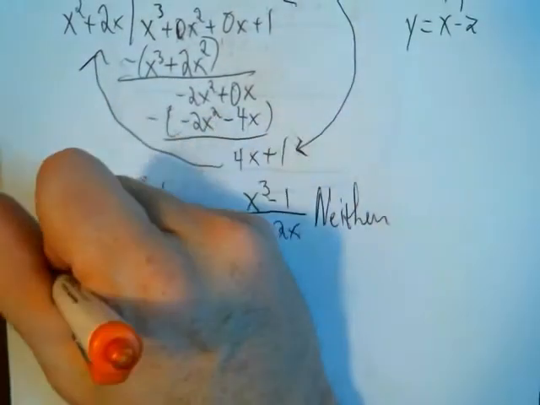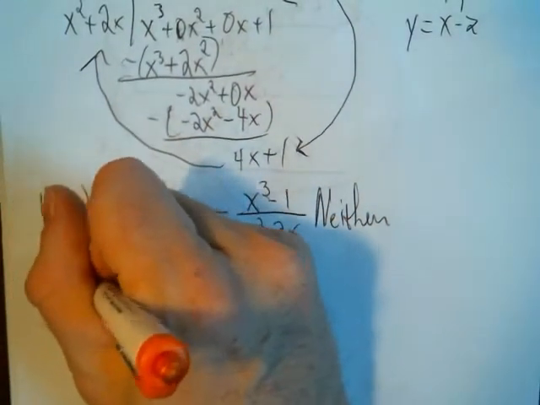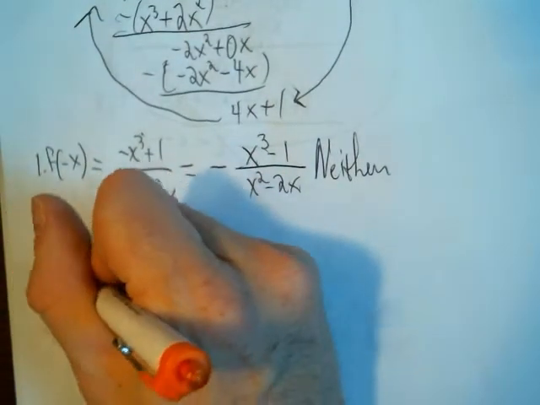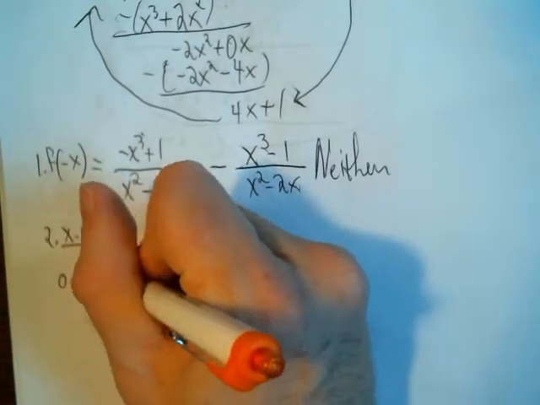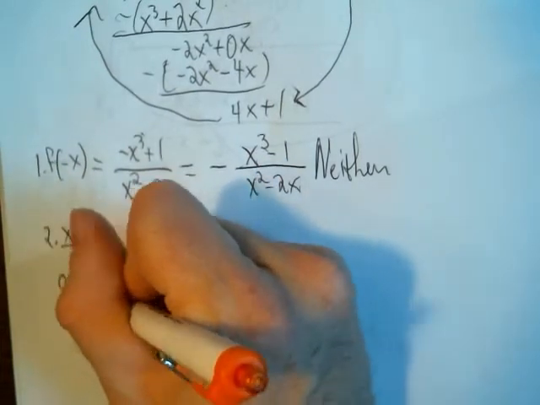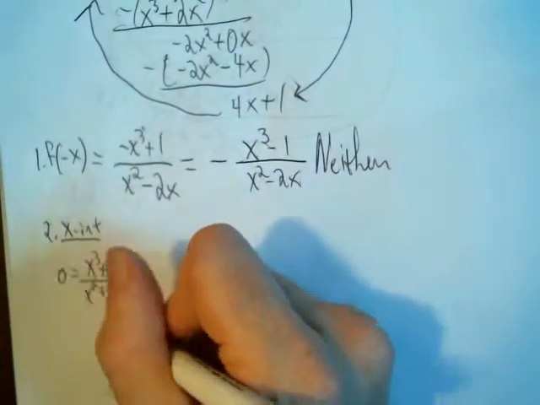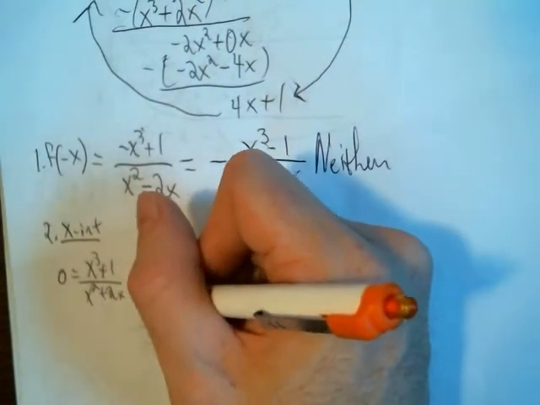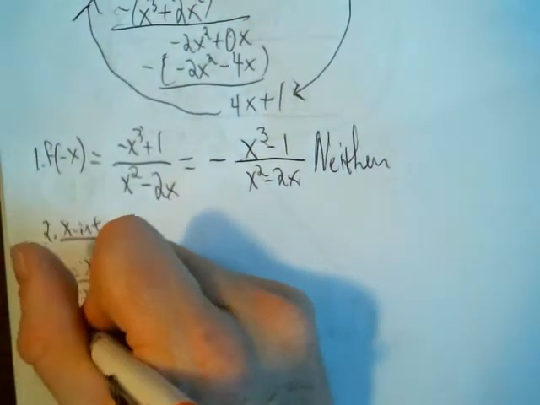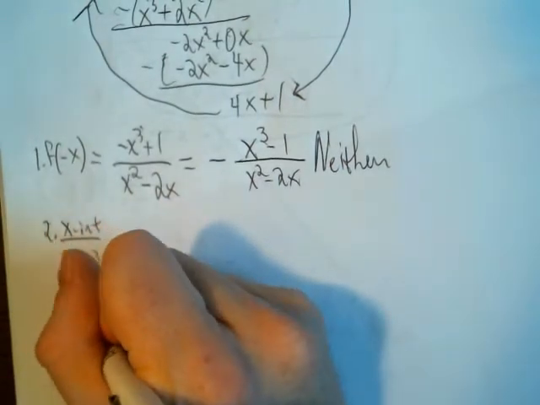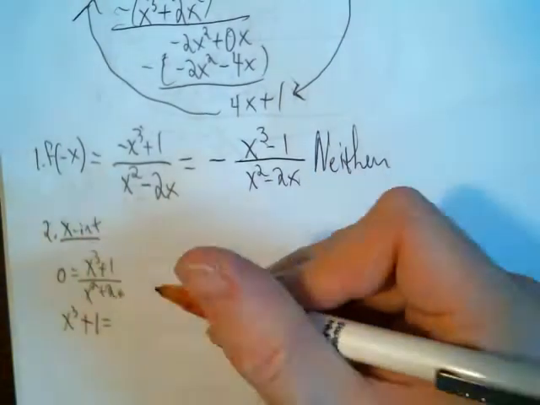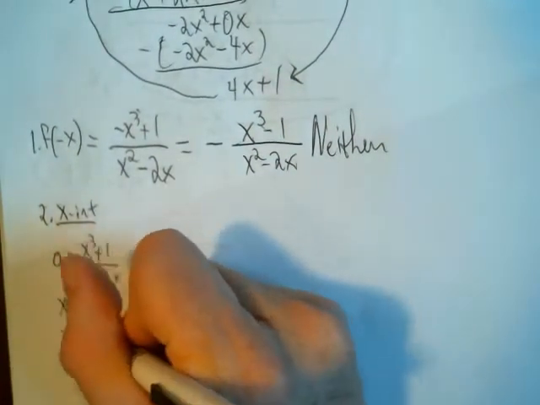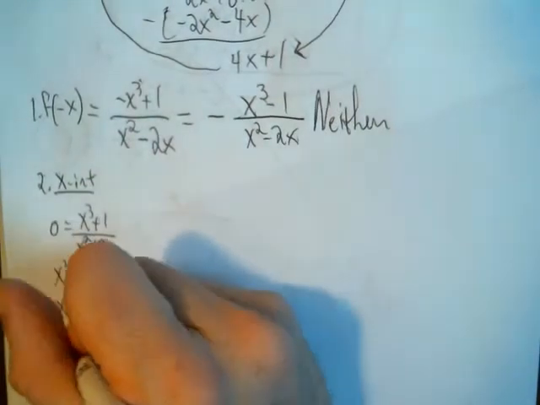Let's get the intercepts. For the x-intercept, you're letting y equal 0. So you have 0 equals x cubed plus 1 all over x squared plus 2x. Cross multiply. We have to avoid 0 and negative 2 as solutions. So x cubed plus 1 is 0, so x cubed is negative 1. Then you take the cube root of negative 1, and it's just negative 1.